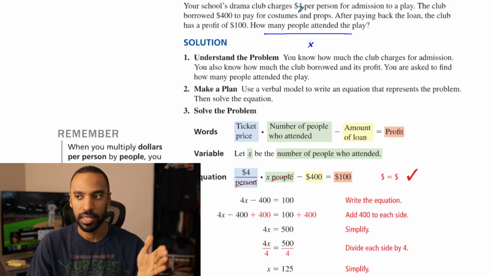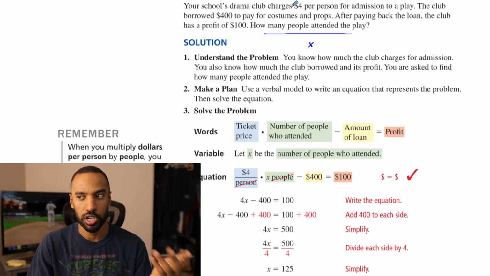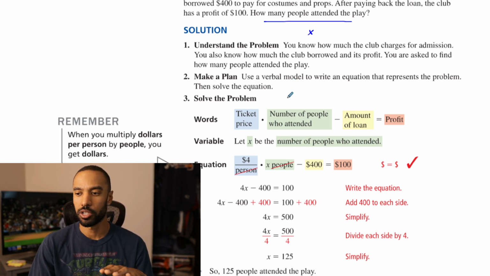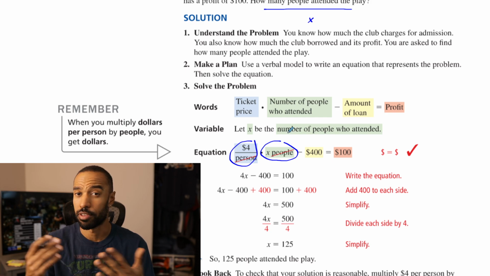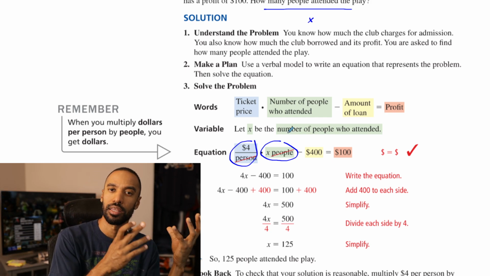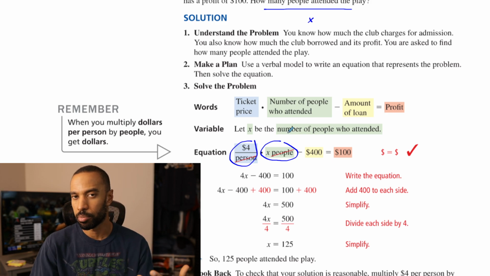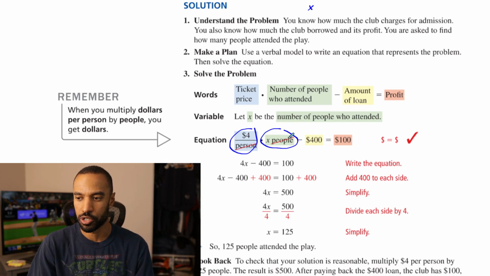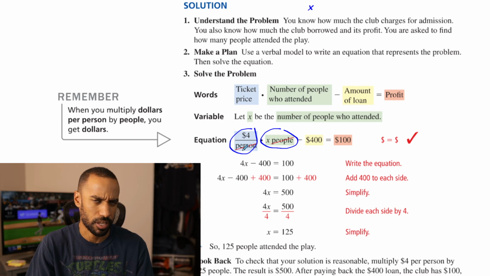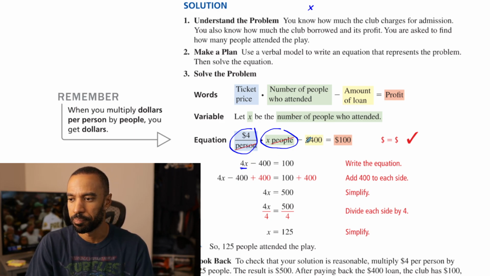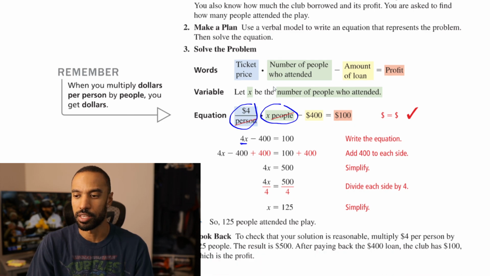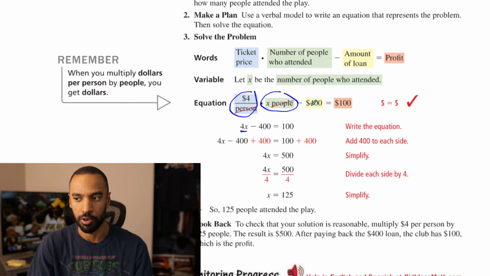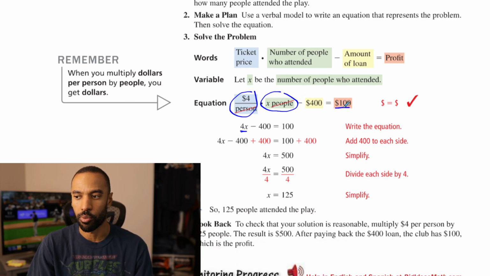Now, how many people attended is a portion of an equation where they charge $4 per person. If you have $4 per person and you multiply by the number of people, you ultimately get dollars from that scenario, right? If there are 10 people, 4 times 10 is 40. That's $40 from the 10 people, right? That's what we're doing through the multiplication. People cancel out, or person cancels out with people. You get 4x as a term. Now, $400 was what was borrowed to pay for this. So if you paid something, you have to deduct it from there it is. And then boom, here's your amount of profit in total.